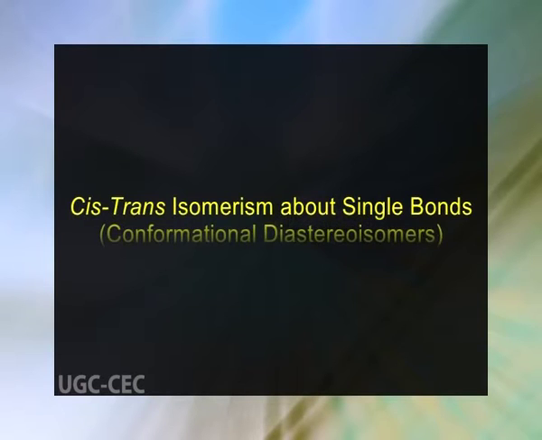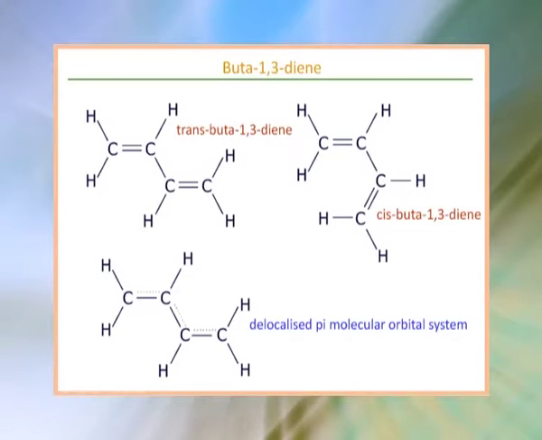Now, coming to cis-trans isomerism about single bonds, or conformational diastereoisomers. In butadiene and other molecules of the type A=CH-CH=B, there are 2 conformations, both of which are planar and differ in orientation of the alkylidene group around the carbon-carbon bond.